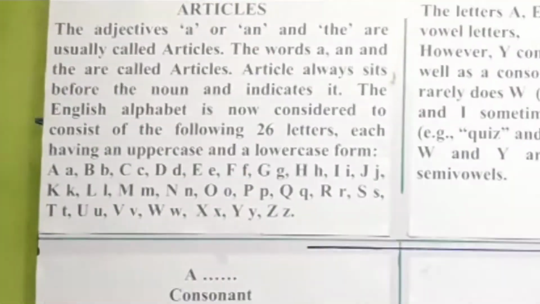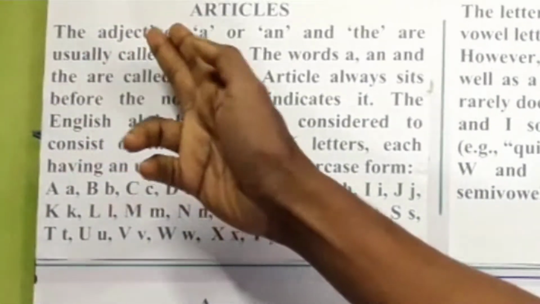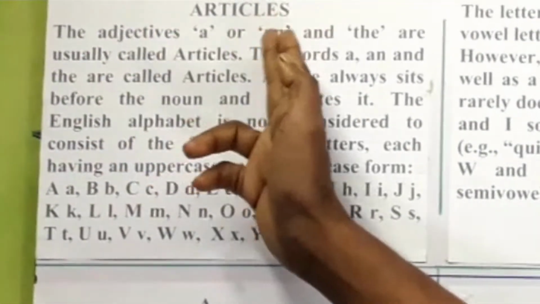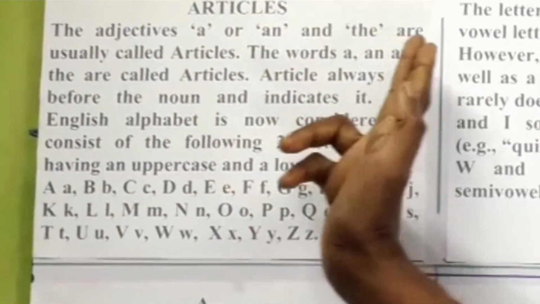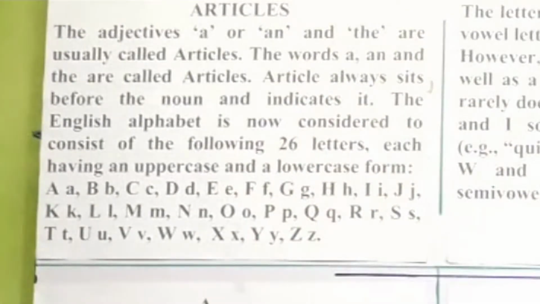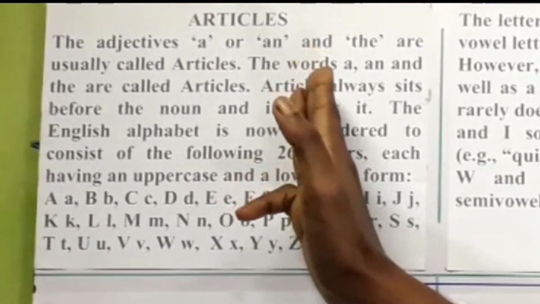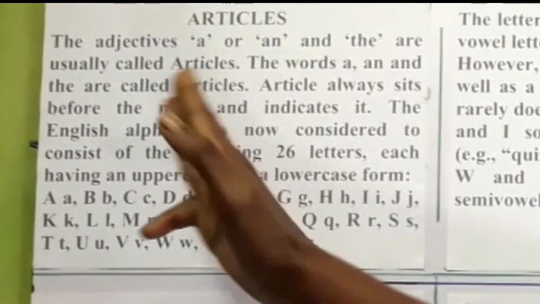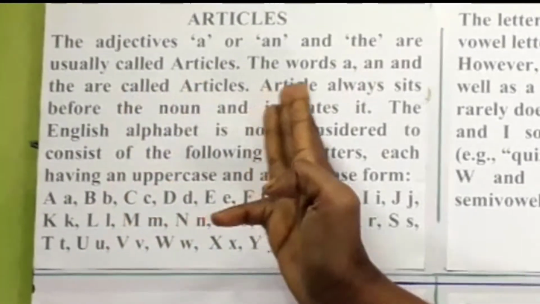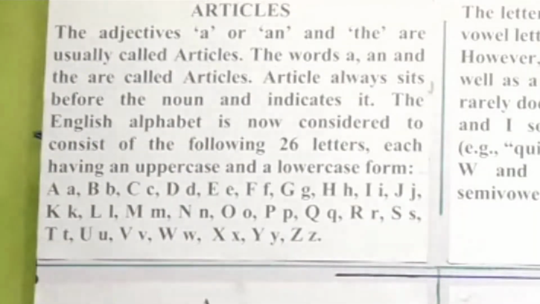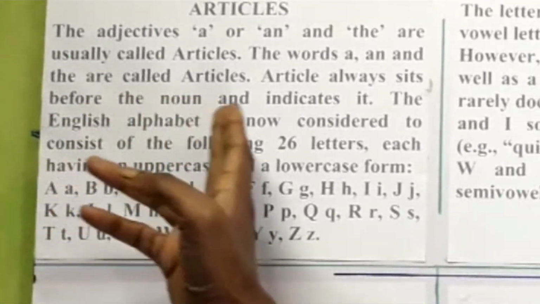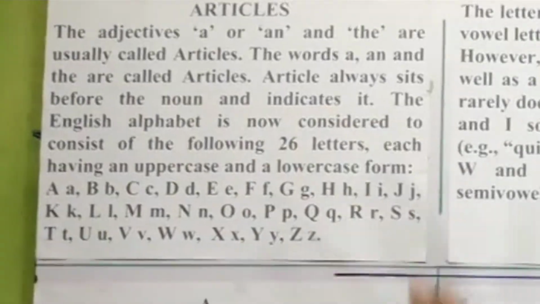Articles. The adjectives a, an and the are usually called articles. The words a, an and the are called articles. An article always sits before a noun and indicates it.